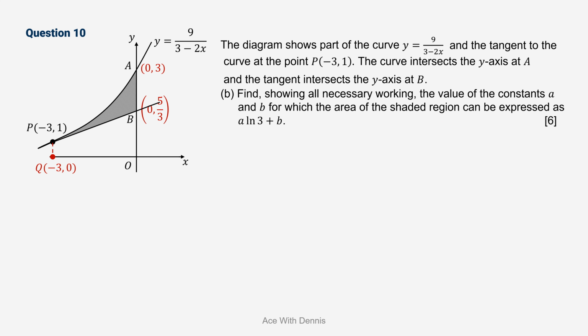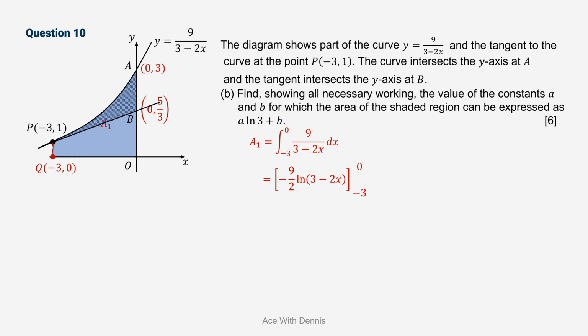Question B. Find, showing all necessary working, the values of the constants A and B for which the area of the shaded region can be expressed as A ln 3 plus B. 6 marks. So to find the area of the shaded region, first we need to find the area under the graph here. Let's label this area under the graph as A1. So A1 will be the integral from -3 to 0 of 9 over (3 minus 2x) dx.